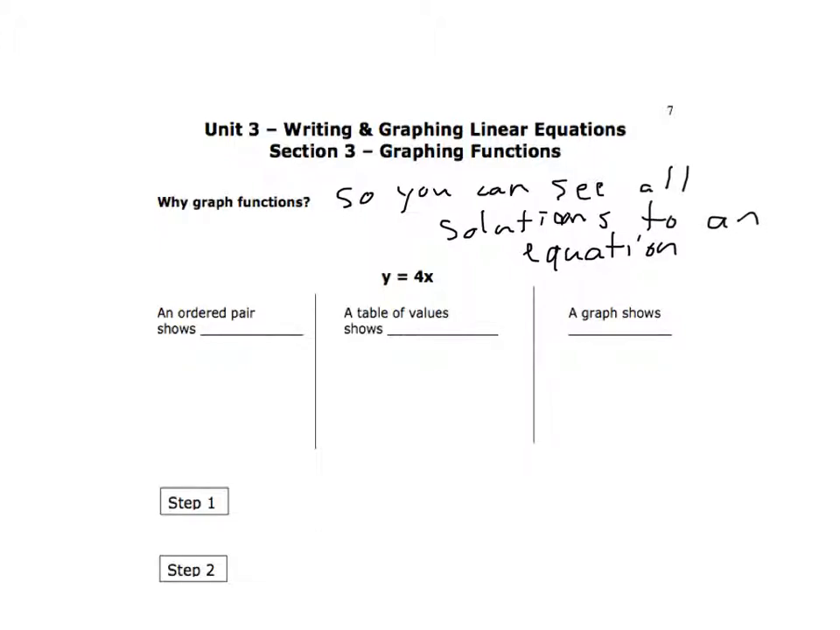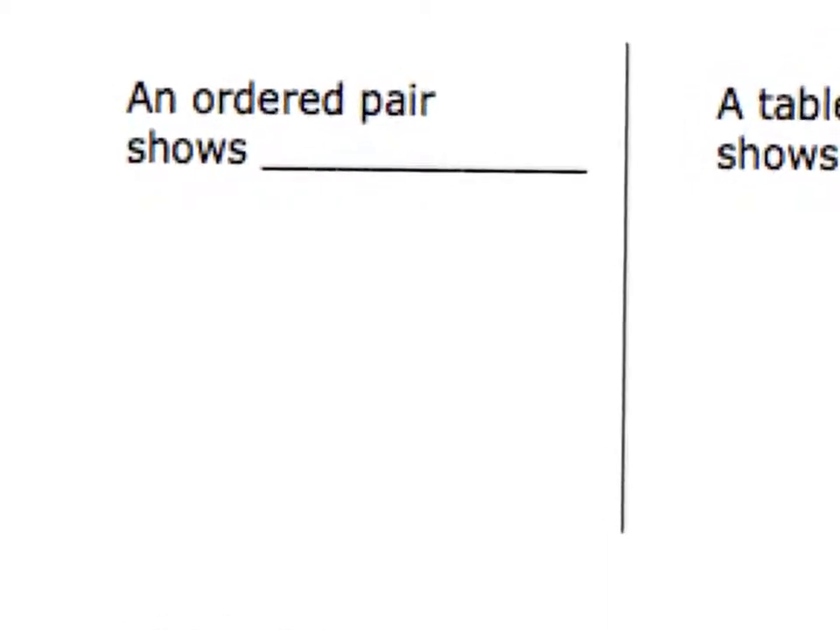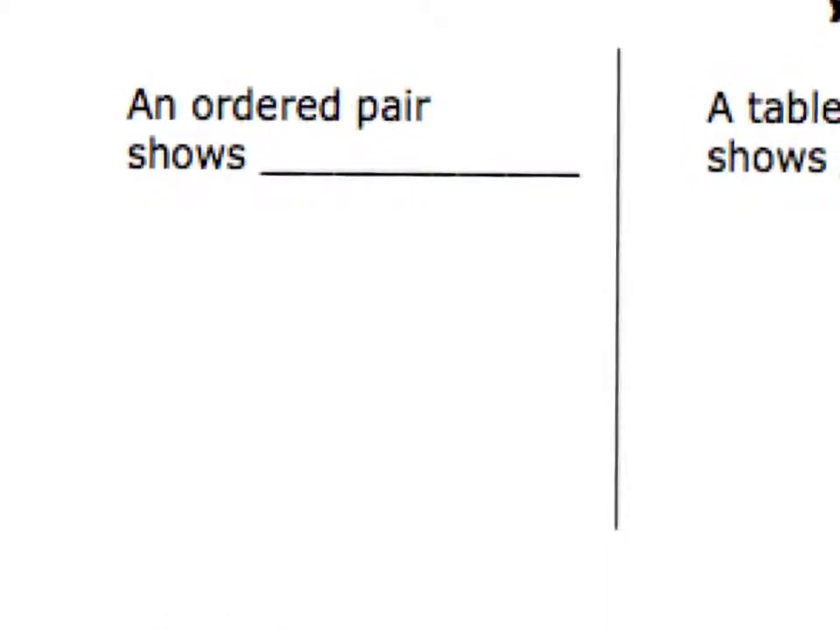Okay, the first is an ordered pair. And we talked about that yesterday and the day before a little bit. Okay, so an ordered pair looks something like this. An ordered pair shows one solution to an equation. And 1, 4, that's what it would look like.